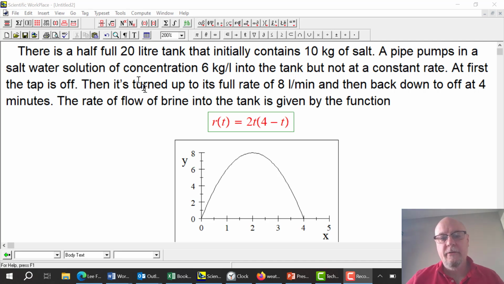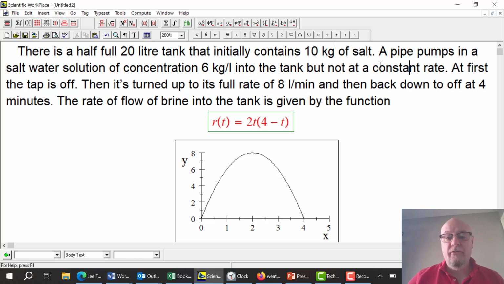It's a half full 20-liter tank, and at t equals 0, the kilograms of salt in the tank are 10. So this initial condition is going to give us our constant when we integrate. A pipe pumps in saltwater at a concentration of 6 kilograms per liter. That's the concentration of the inflow into the tank, but it's not a constant rate. This is the new thing.